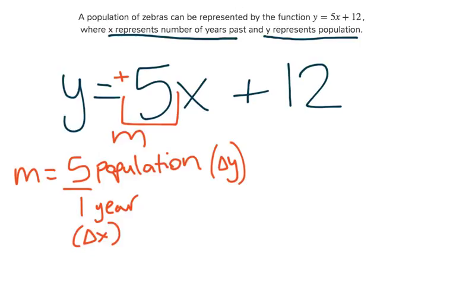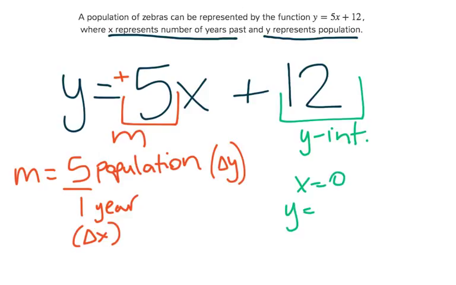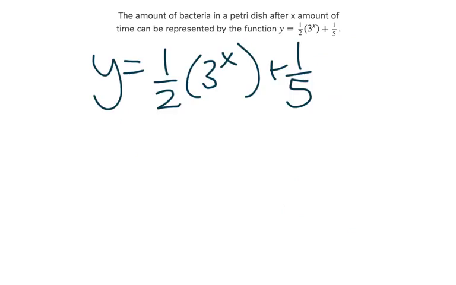Then our next parameter is this 12 over here, and that is the y-intercept. So when x equals 0, y equals 12. That means that when no time has passed, the original population of zebras is 12 units. Let's look at an exponential example.